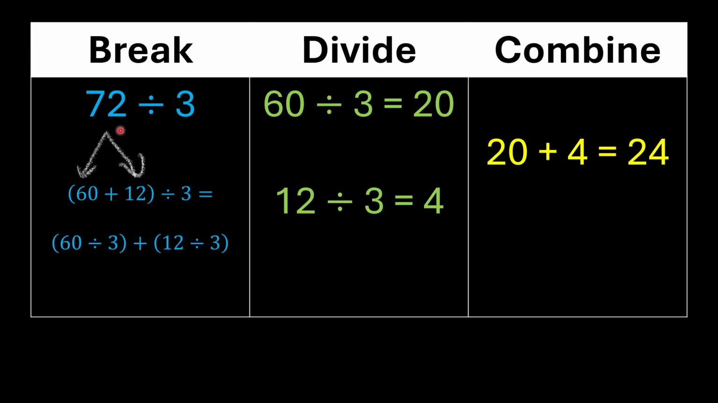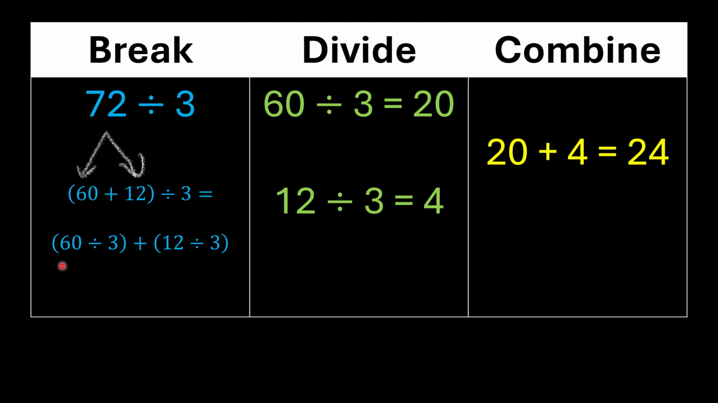So here is an example, 72 divided by 3. We break 72 up into numbers that both divide by 3. So in this case, we've got 60 plus 12. They both break into 3 evenly.